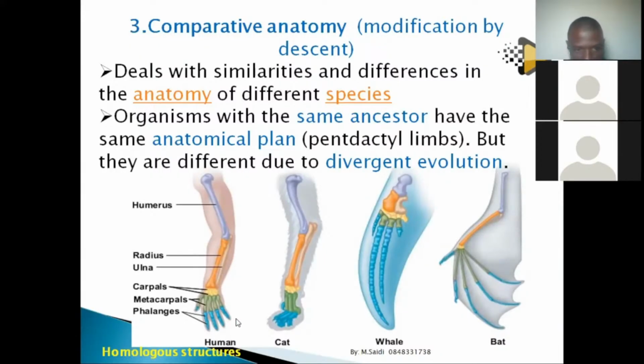1, 2, 3, 4, 5. If you look at a cat, it has 5. They have 5. If you look at a whale, if you look at it outside, it is different. But if you look at its anatomy, that's why we say that we compare the anatomical plan or structure. If you look at its anatomy inside, you'll find out that it also has 5. 1, 2, 3, 4, 5.